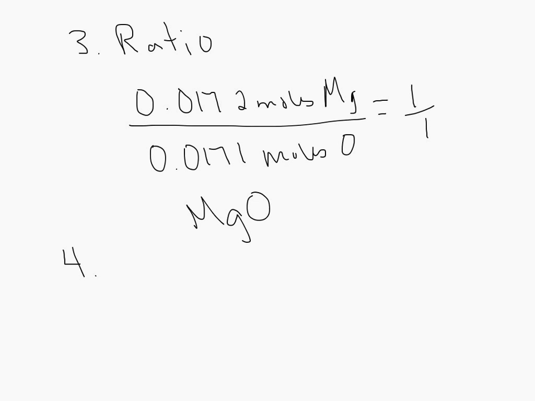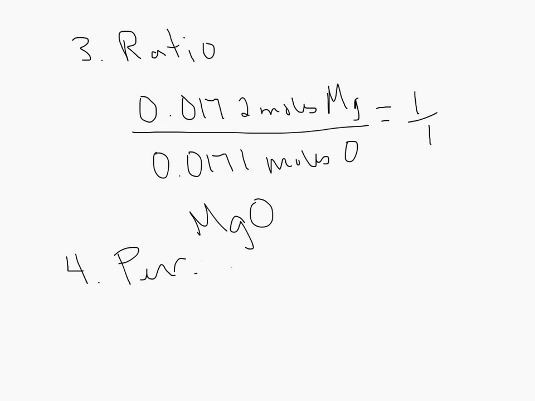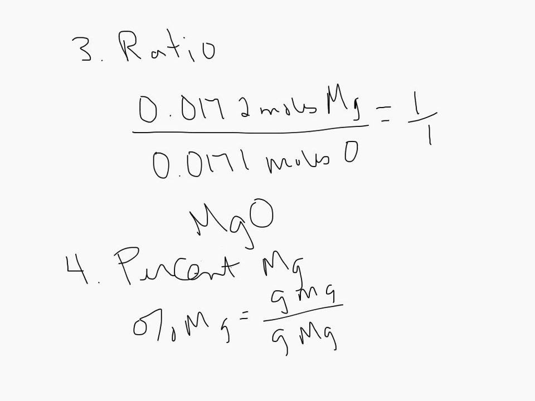Okay, our fourth calculation is the percent of magnesium. For the percent of magnesium, we're going to take the grams of magnesium over the grams of magnesium oxide and multiply it by 100. We want to put the equation in there before we actually put the numbers in there. So now we're ready to put the numbers in.